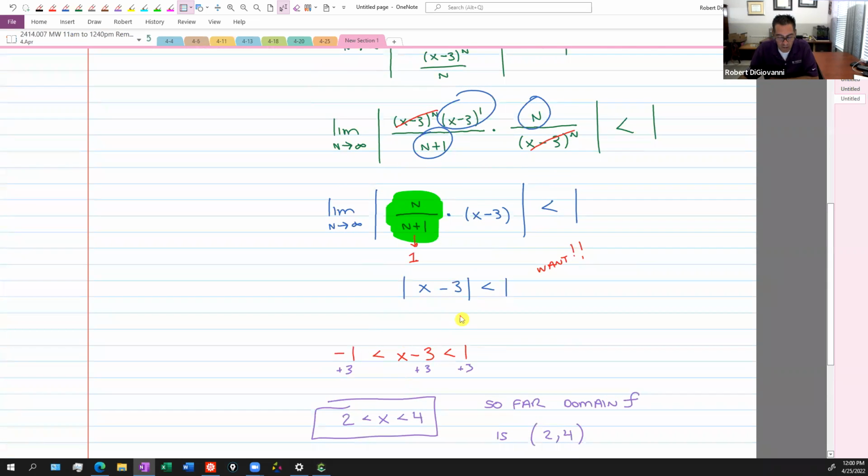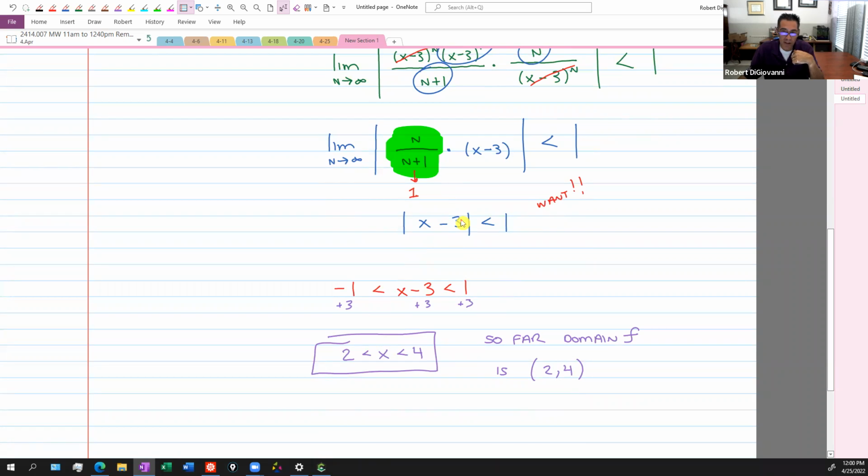Think about this. What if I plugged in 4 right here? 4 minus 3 would be 1. The absolute value of 1 would equal 1, wouldn't it? And that would be an inconclusive test. Or if I plugged in 2, I get 2 minus 3, that's -1, but then take the absolute value, that would be 1, and that equals 1. So we've got this narrowed down to everything between 2 and 4. We just don't know what's happening at the endpoints. If we go past the endpoints, we know it's going to diverge because it'll be bigger than 1, but at the endpoints we're not sure.